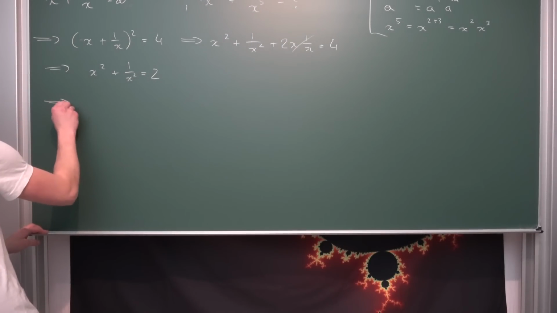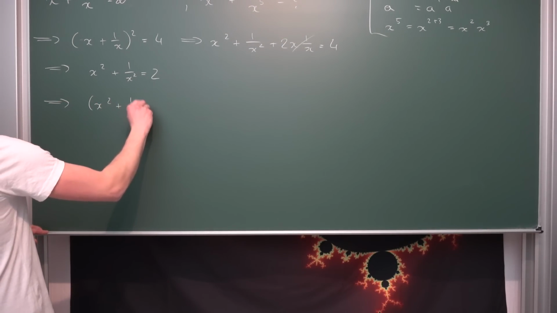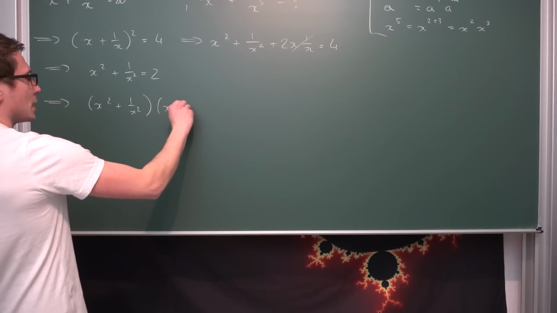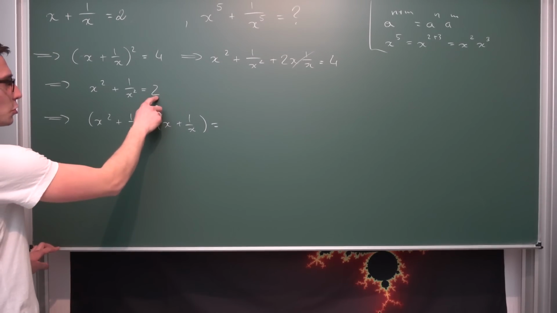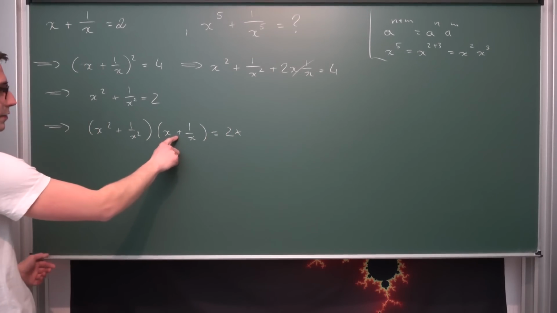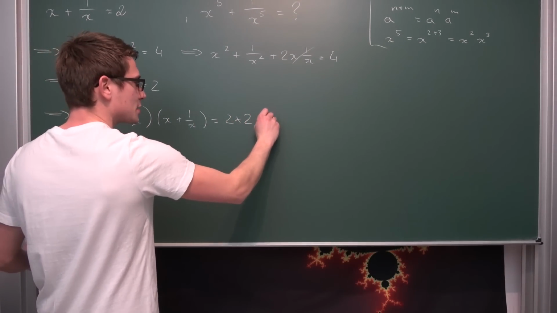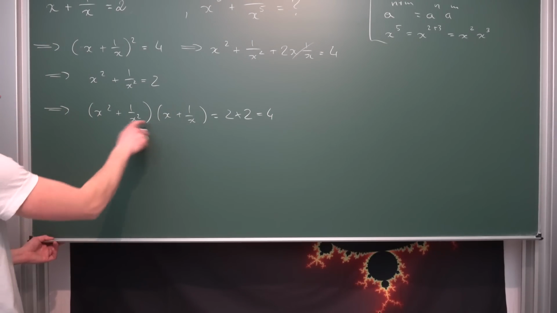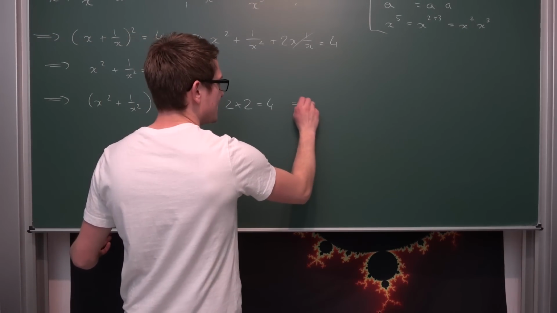So what about multiplying x squared plus 1 over x squared with x plus 1 over x? Well, if we take a look, so 2 was the value of x squared plus 1 over x squared times, and the value of x plus 1 over x is equal to 2 once again. So this is going to give us 4 in the process. Now what about the left hand side? Well, we are just going to multiply everything out. It's as easy as this.